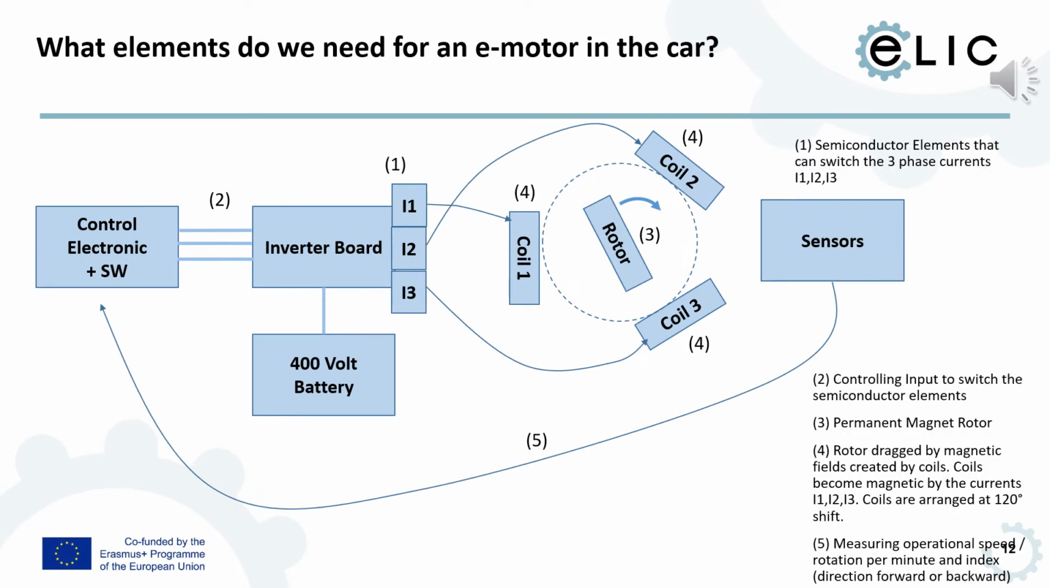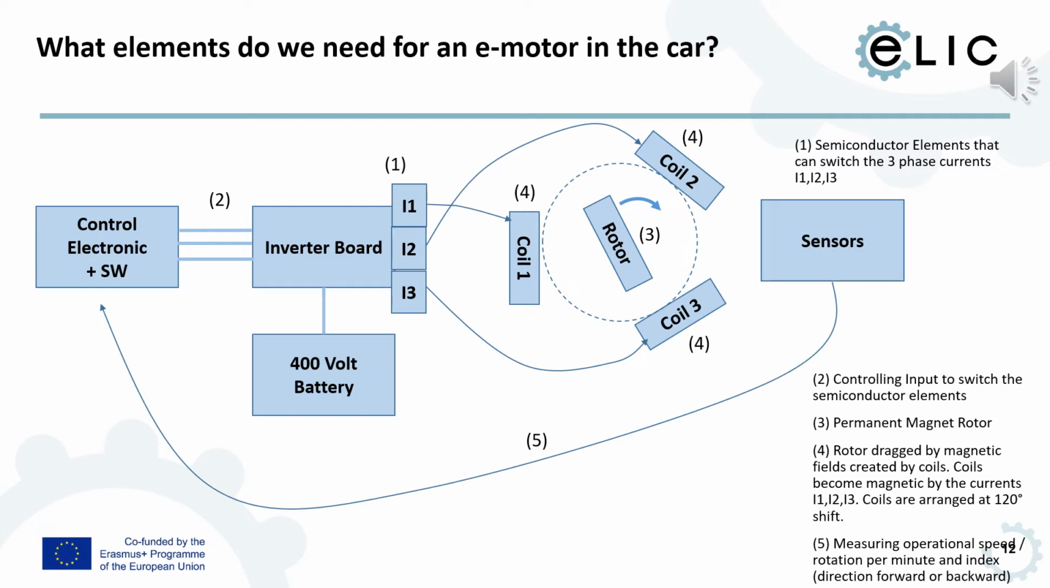In this slide, we summarize again the 5 most important points to understand how an e-motor system is working. Point 1, we have to actuate so-called switches I1, I2, and I3, and these switches are capable of switching 400 volts on and off, and they are specially designed semiconductor elements called MOSFETs. Some of them are called IGBTs.